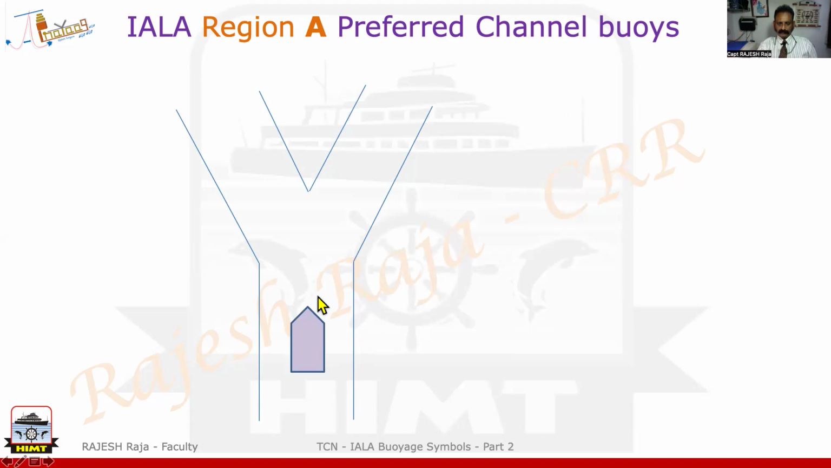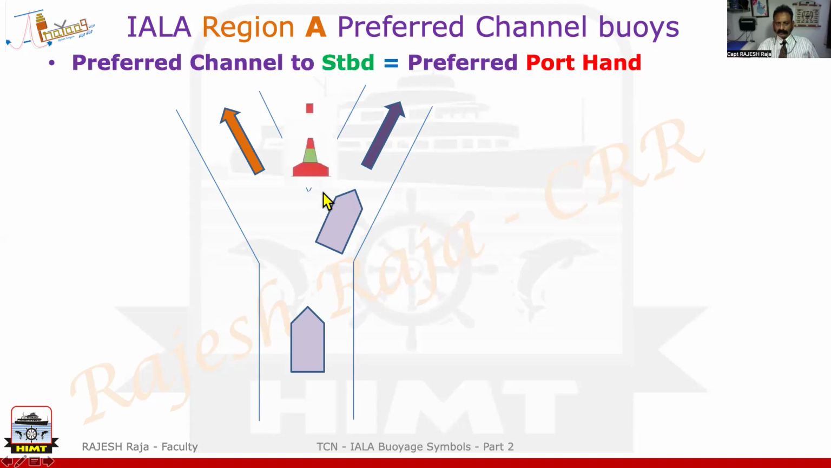I came here. I have a Y junction. Let us say I can go to port side or starboard side. Assume for me this channel is preferred channel to starboard. I'm taking the starboard channel. I'm going to put a buoy at this junction. This buoy is colored in such a way that it is telling you that I can take the two channels, but one is preferred. That is why I would call this preferred channel to starboard buoy a preferred port hand buoy. It's easier to remember as preferred port hand.